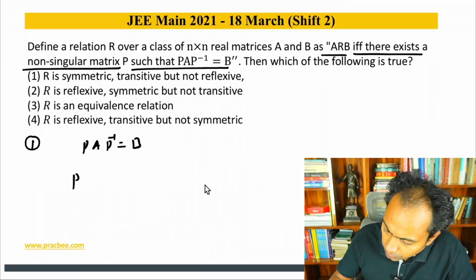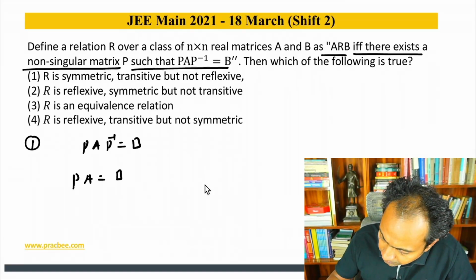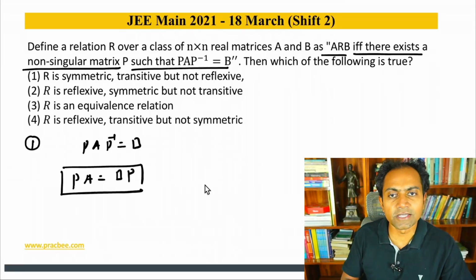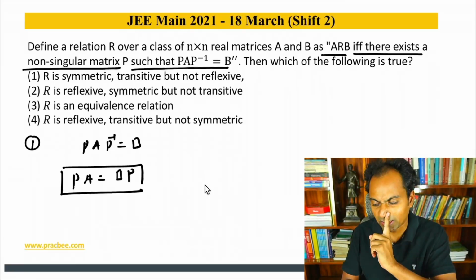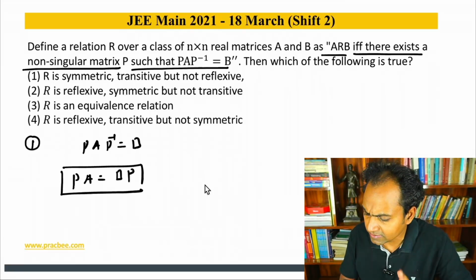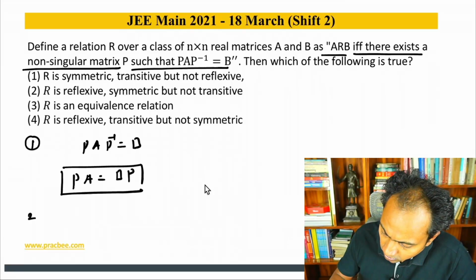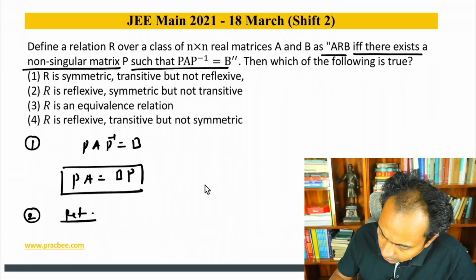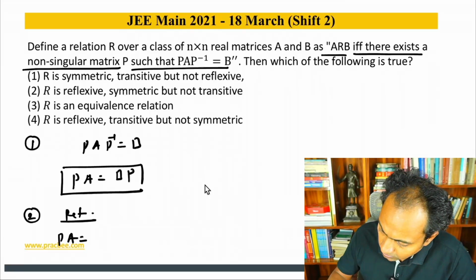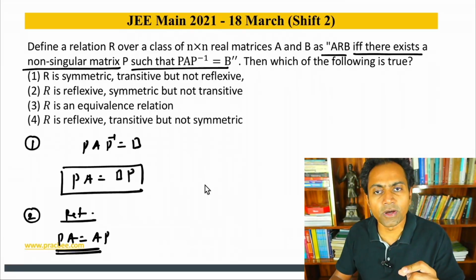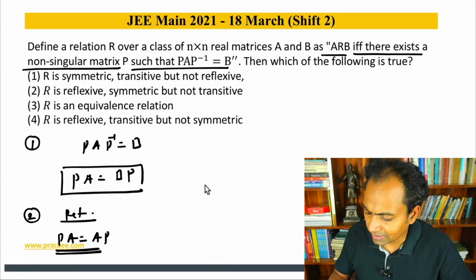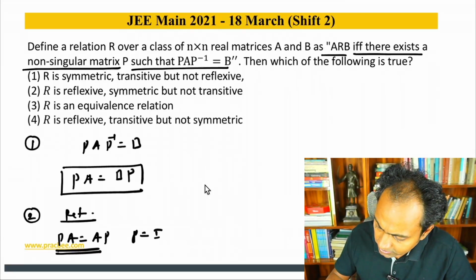So if I do post multiplication by P, this will become PA is equal to BP. This is the relation that they are talking about. This should be true for some value of P, that is a non-singular matrix. So that would mean identity matrices are totally fine. Now if I want to check reflexive, that would mean PA should be equal to AP, and this should be true for some value of P, and that is true because if I put P is equal to I, this will get satisfied.